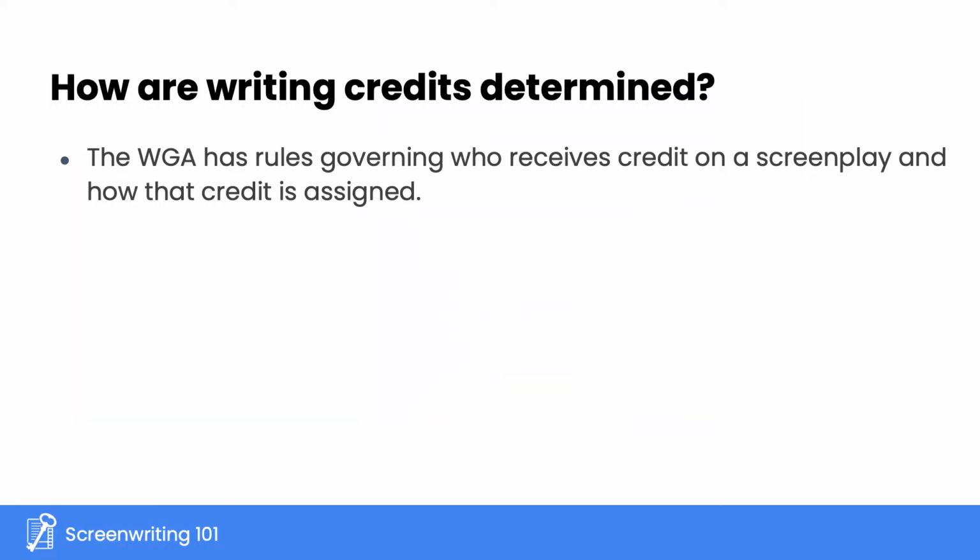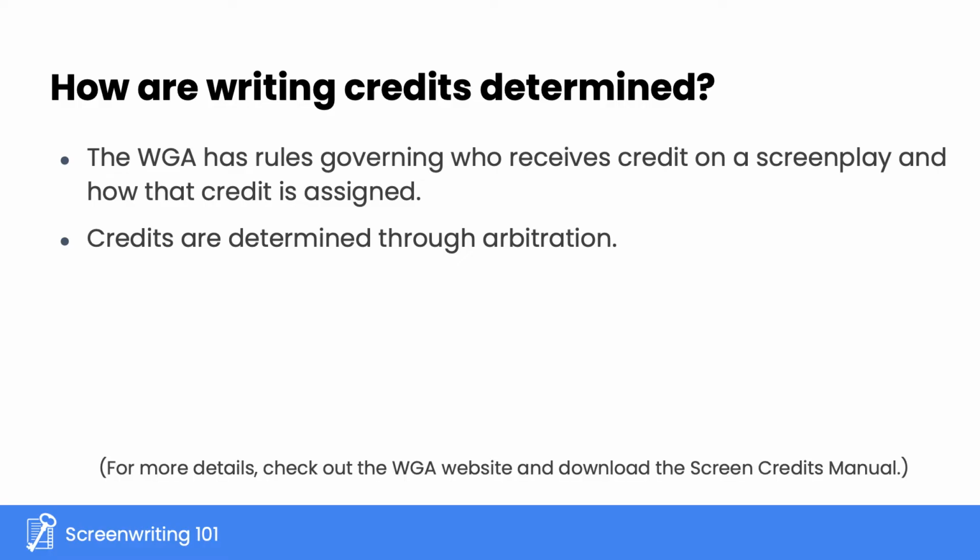The Writers Guild has rules about who receives credit on a screenplay and how that credit is assigned. Typically, credits for scripts with multiple writers will be determined through arbitration, but that's way more detail than you need. For now, it's most important to know Written By, Story By, and Screenplay By.